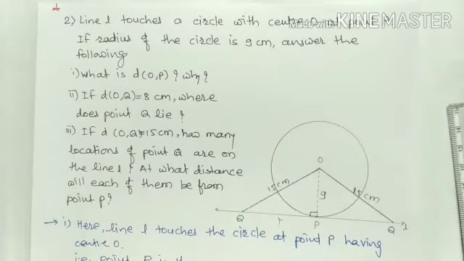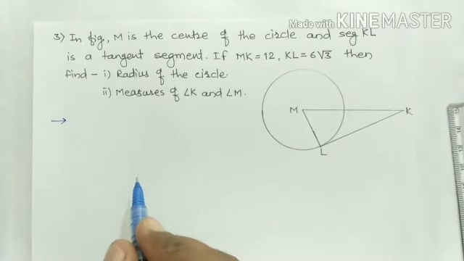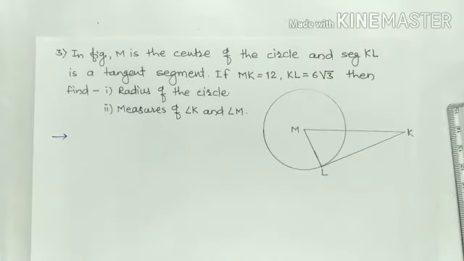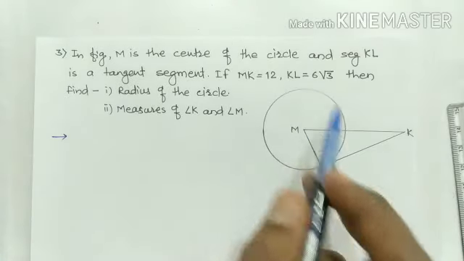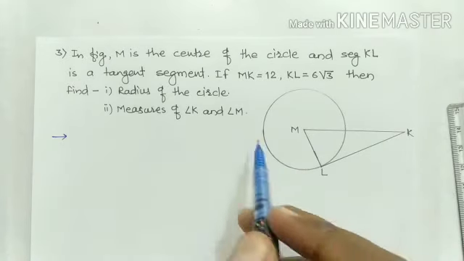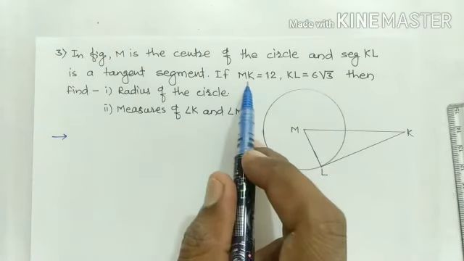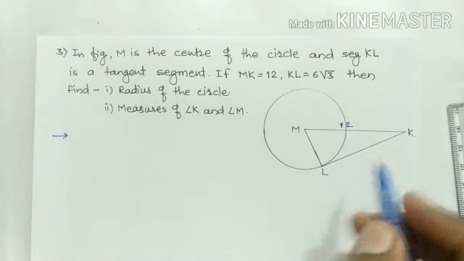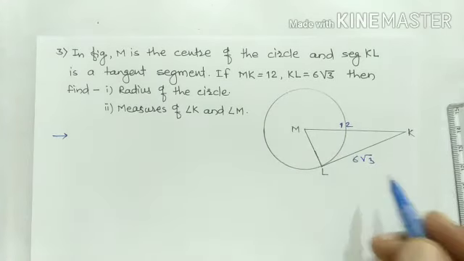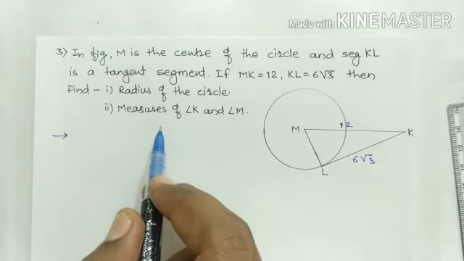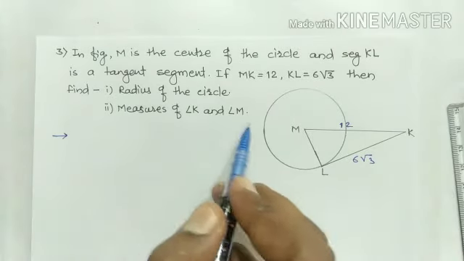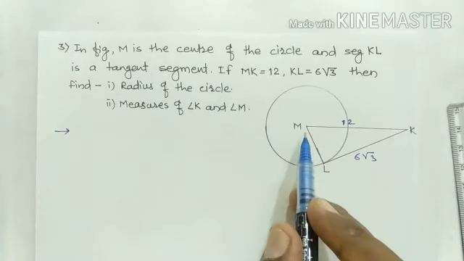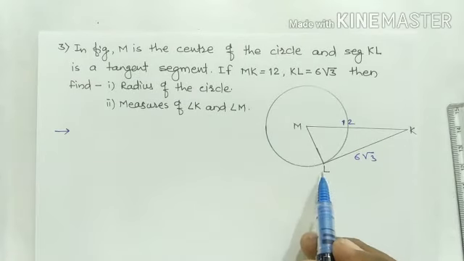Here we solve all these three sub questions of question number 2. Now next question is question number 3. In figure, M is the center of the circle and segment KL is a tangent segment. If MK equals to 12, KL equals to 6 root 3, then find the radius of the circle and measures of the angle K and angle M. अगोदर आपल्याला रेडियस फाइंड करायचं म्हणजे ML ची लेंथ फाइंड करायची आहे.